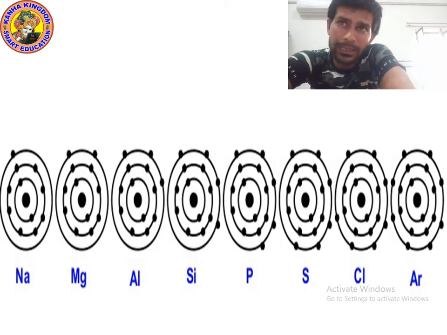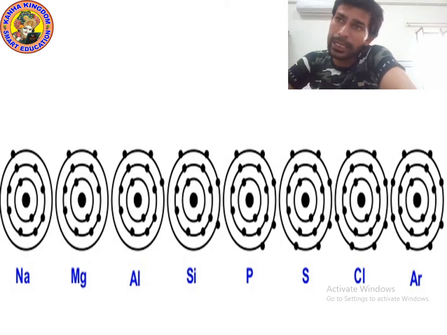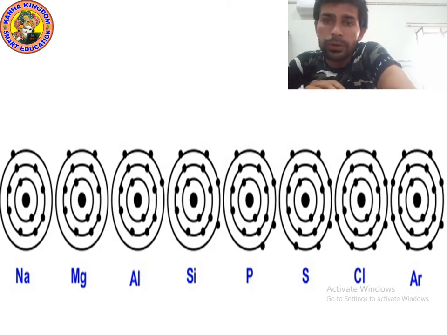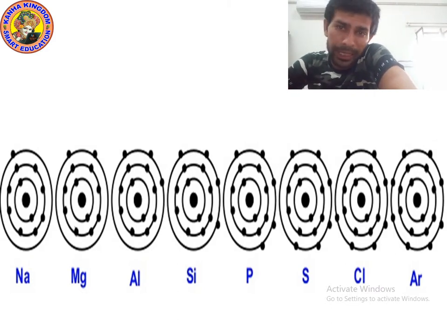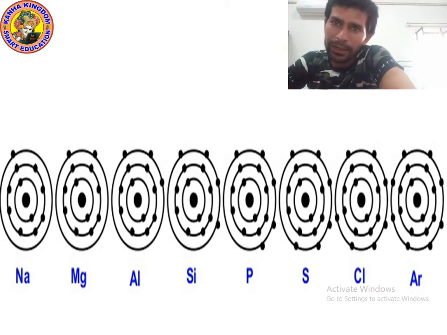Okay. Now let's talk for the silicon. How many electrons are present in silicon? Silicon has 14 electron. So in first shell, how many electrons can we fill? Yes, we can fill 2 electrons. So 14 minus 2, 12 electrons are remaining. Okay, so in first circle, we will make 2 black dot.